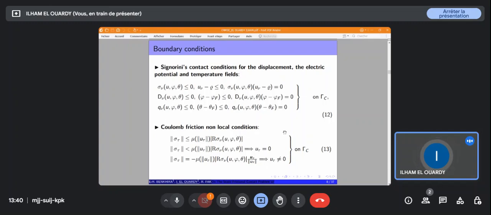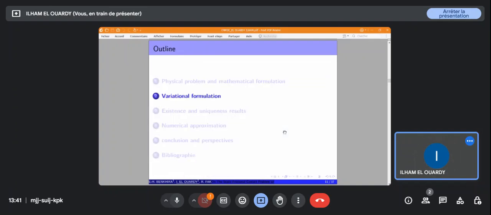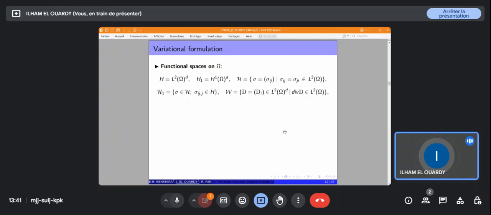Therefore, the fourth mathematical formulation of our model is to find the displacement field, electric potential, and the temperature field satisfying the following equations and the conditions. Now I will derive the weak formulation, but firstly I will introduce some notations. So we use the following standard notations for the Lebesgue and Sobolev spaces.